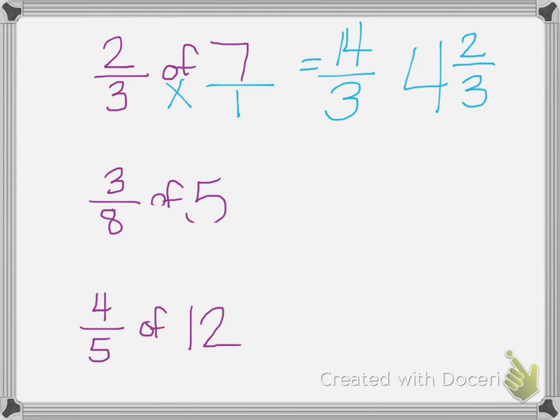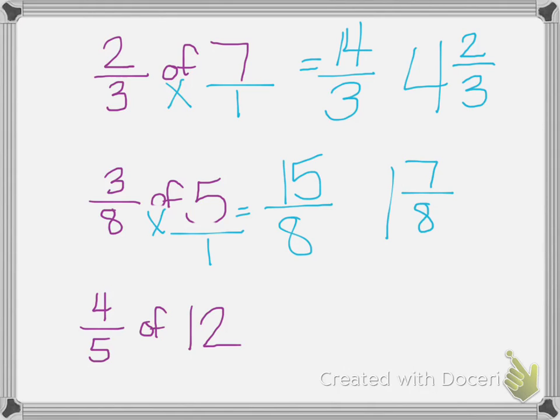3/8 of 5, again, "of" means times. 5 is a whole number, so it can be 5 over 1. When we multiply fractions, we start with our numerators. 3 times 5 is 15. 8 times 1 is 8. Again, it's an improper fraction, so 8 goes into 15 one time, with 7 left over. Our denominator stays the same.